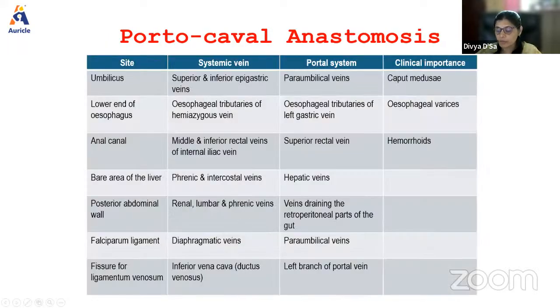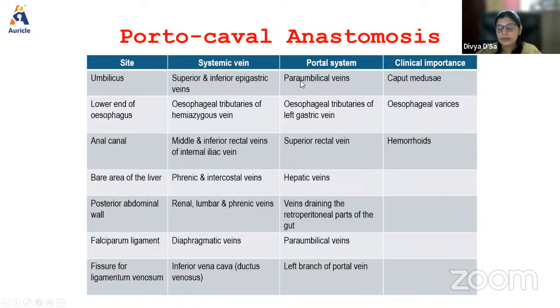So the first site, the common site, is the umbilicus. At the umbilicus, the systemic veins are the superior and inferior epigastric veins. The portal veins which belong to the portal system are the paraumbilical veins. So they will anastomose with each other.